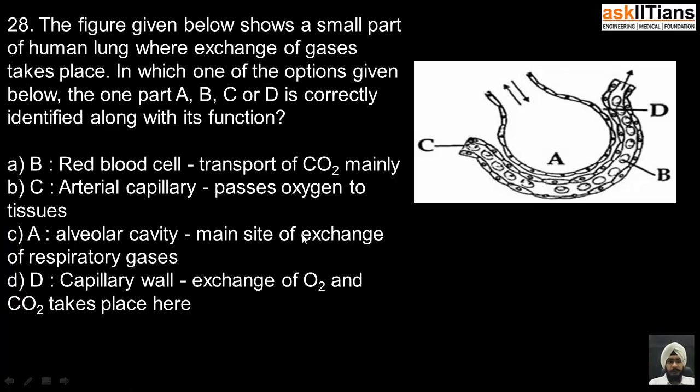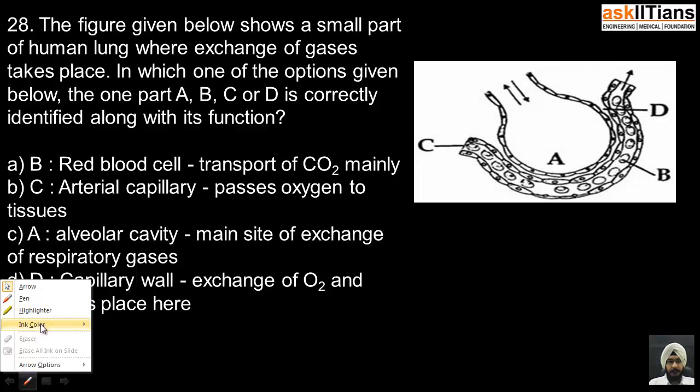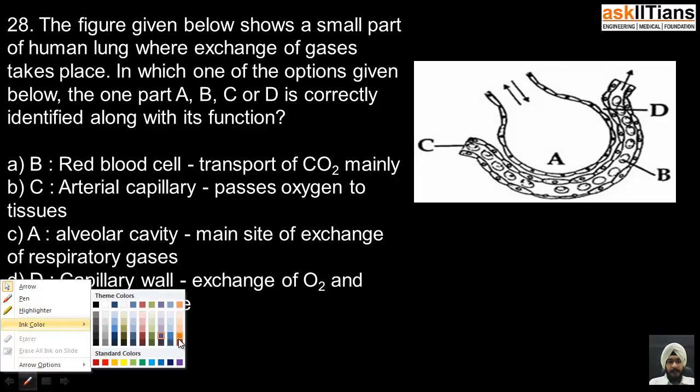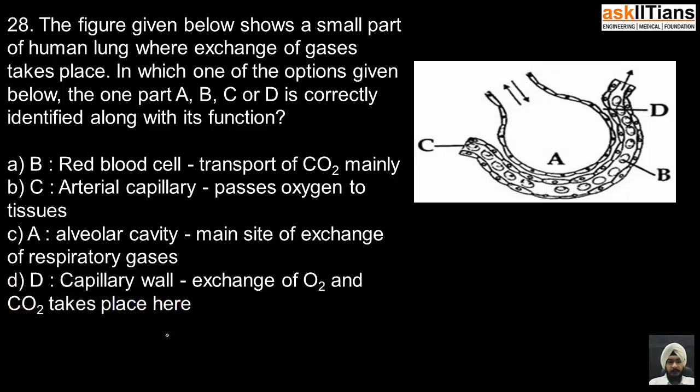So the next question gives a picture. From this picture, they have highlighted different parts, and we have to pick which part is correctly matched. So let's see the picture first. In this picture, it is showing an alveoli surrounded by a capillary blood vessel. So this structure is the alveoli cavity.